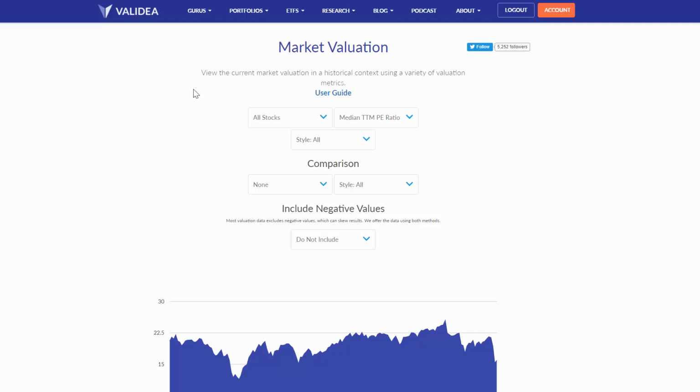On each date, we rank all stocks using a variety of valuation ratios and select the value for each metric that has half of the universe above it and half below. That becomes the median valuation for that day. We then graph that value over time to generate the market valuation chart and statistics.